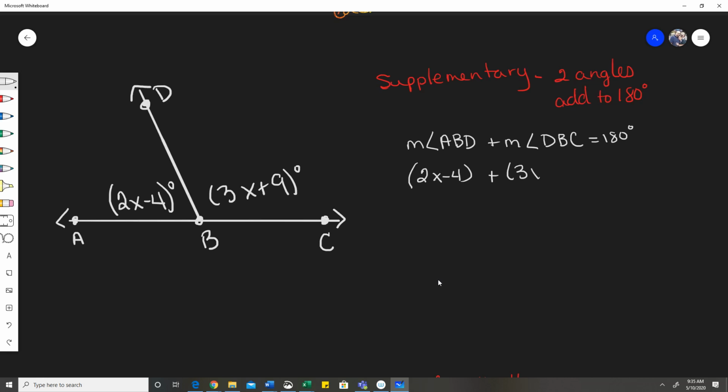Plus 3x plus 9. And we want it to equal 180 degrees. So we're going to take our 2x plus the 3x. We're going to add those up and get 5x. Now, we straight up added them again because we don't have a minus sign in the middle. We don't have to distribute anything. We could straight up add them even though there are parentheses there.